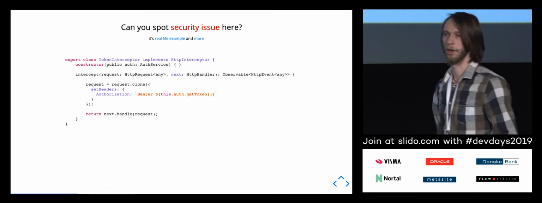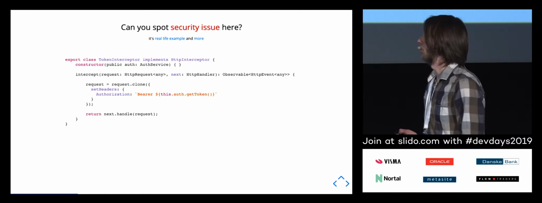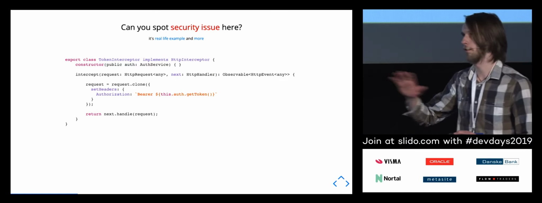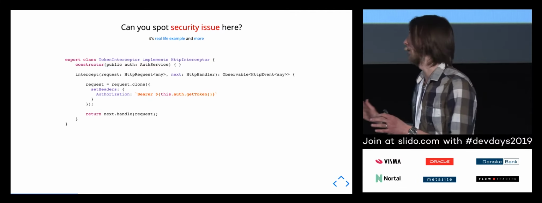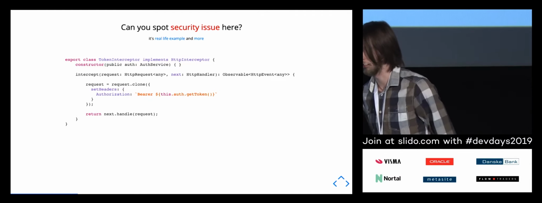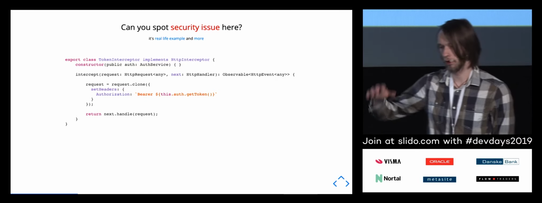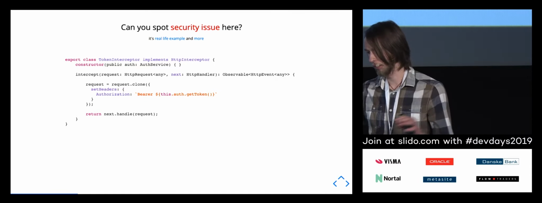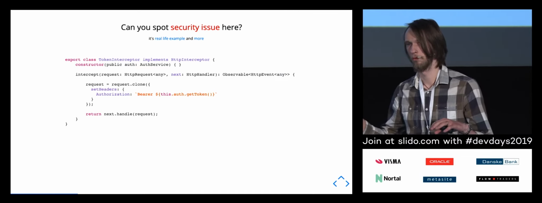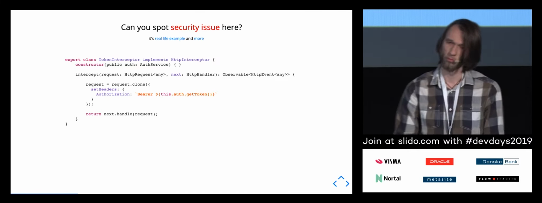You can say it loud. Because probably 9 out of 10 applications are using this technique, this solution. And we always add our security token to all the requests. Any idea?